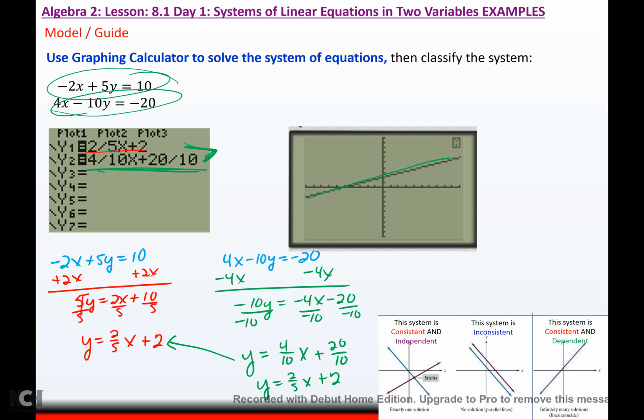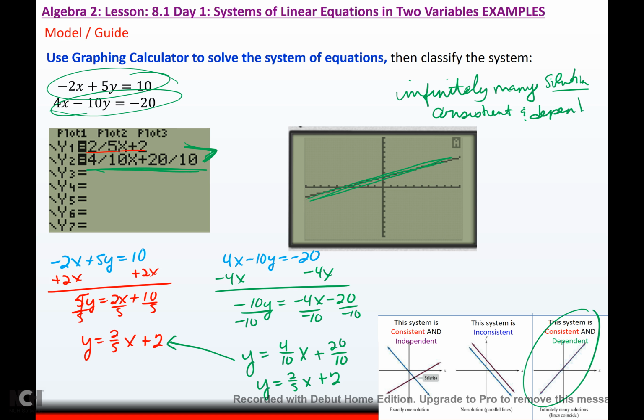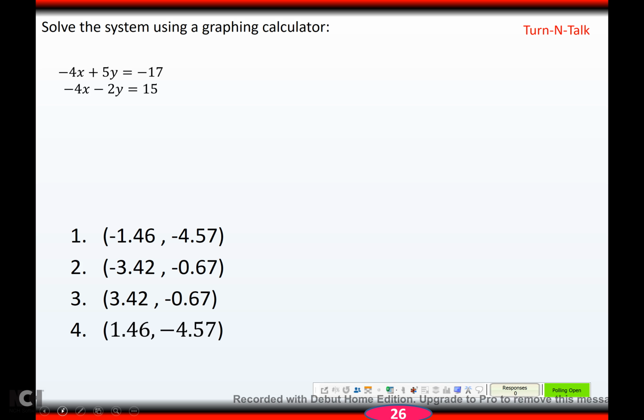Okay, so when that happens, there are infinitely many solutions, which means my system is consistent because there are solutions, and dependent because it's all of them. Dependent. Okay? Alright, you try this one, hit pause, come back when you're ready.